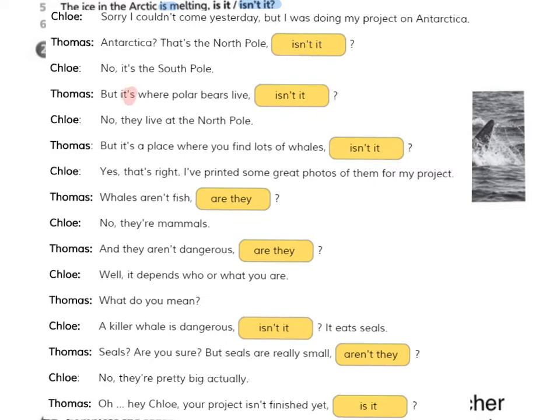Why isn't it if we're talking about polar bears? No, we're not talking about polar bears. Pay attention. Here we have the it's. We're talking about Antarctica. That's why isn't it?